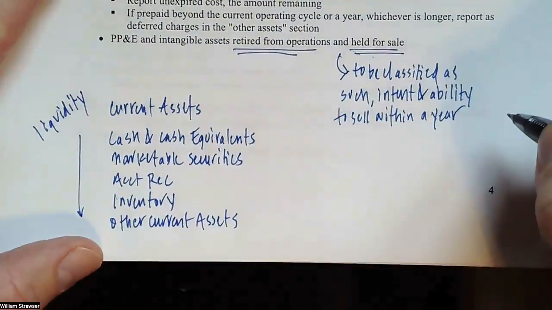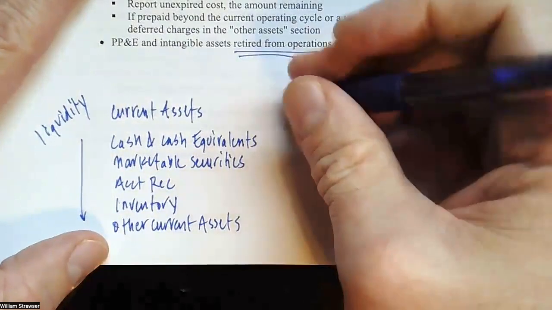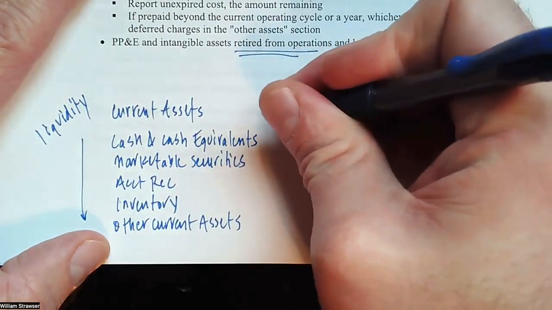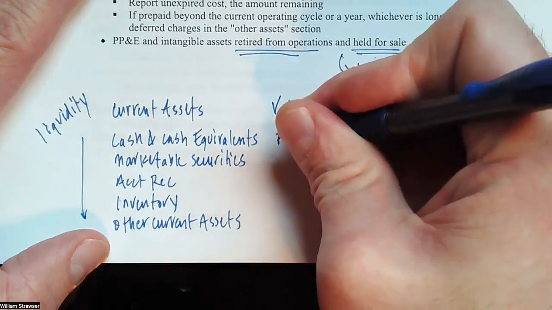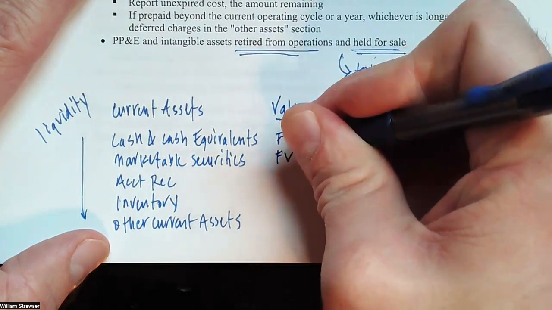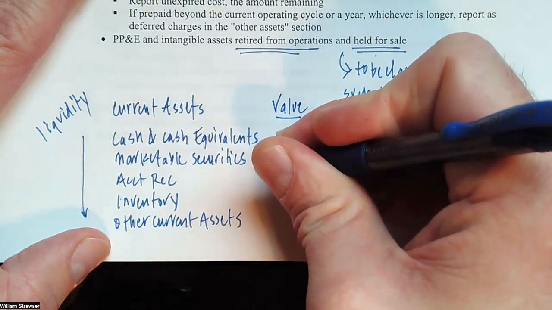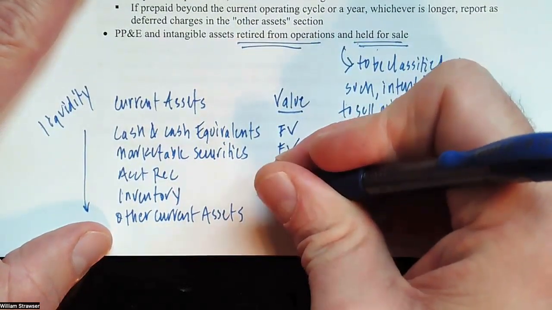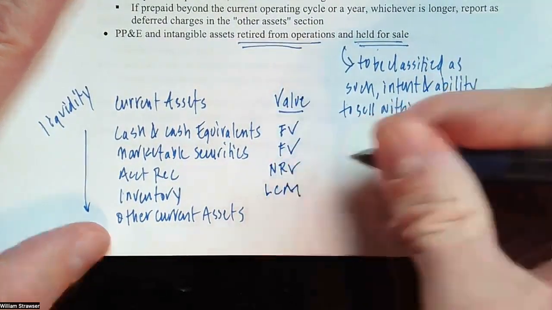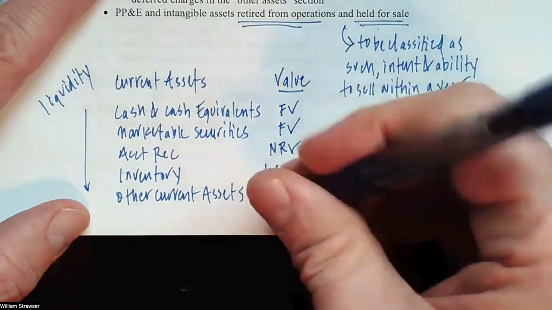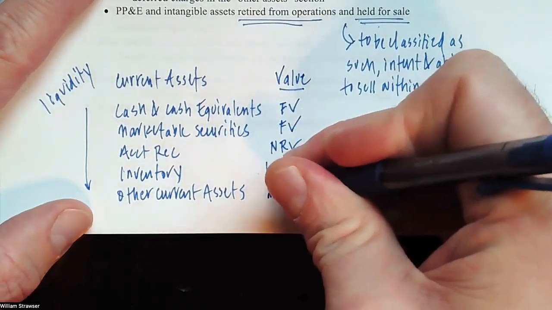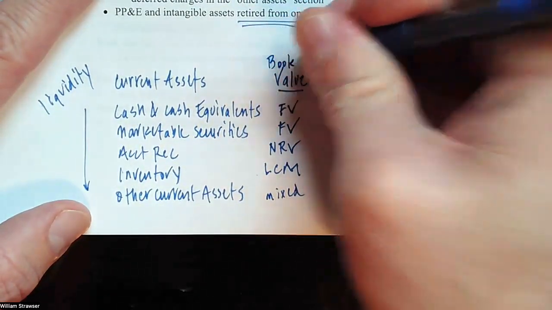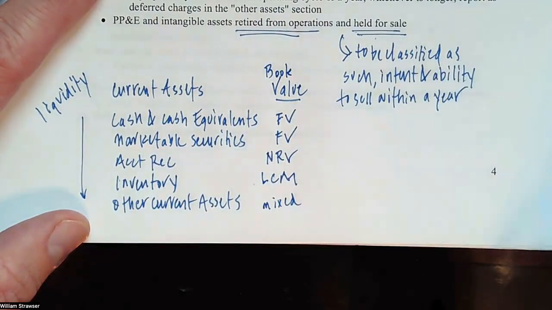And as you get more proficient with these, more familiar with them, also their value. Cash and cash equivalents are fair value. Marketable securities, always fair value. Accounts receivable are at net realizable value. Inventory is at lower of cost or market. And other current assets, I'll just say it's mixed. And this is their book value. This is the value we find on the balance sheet for each of these.